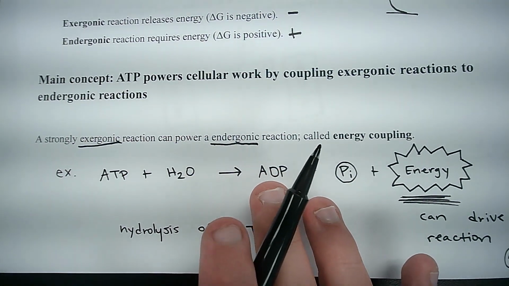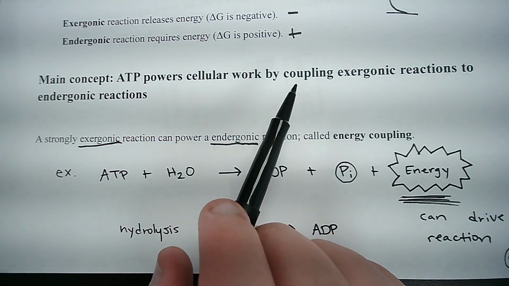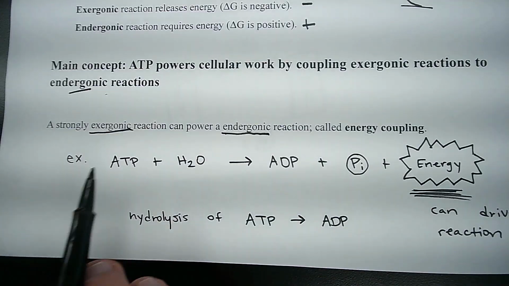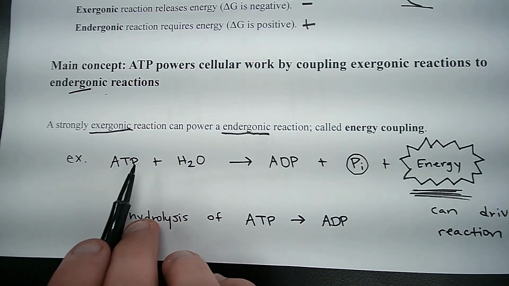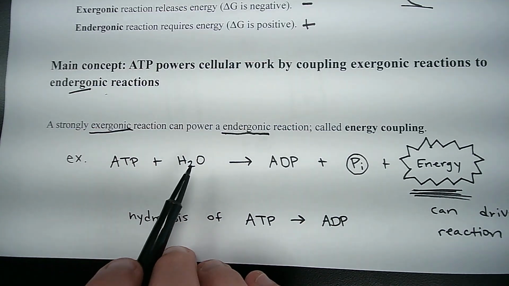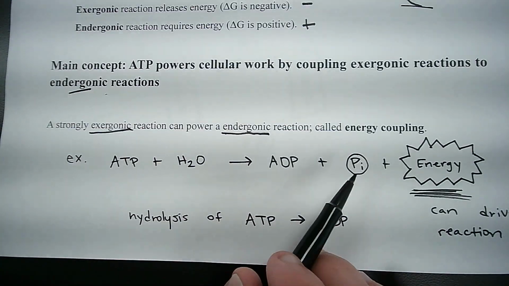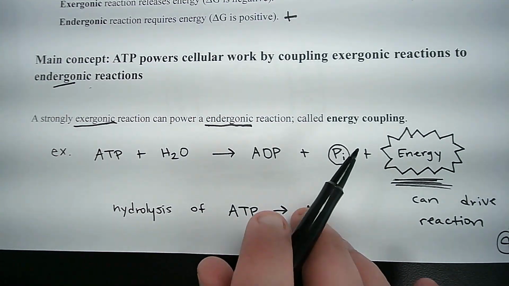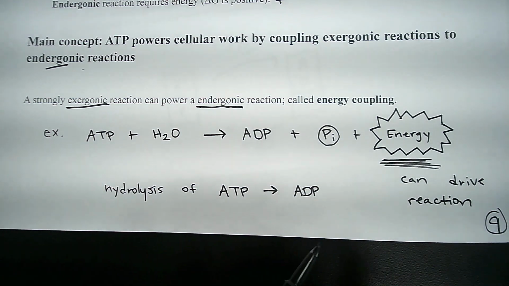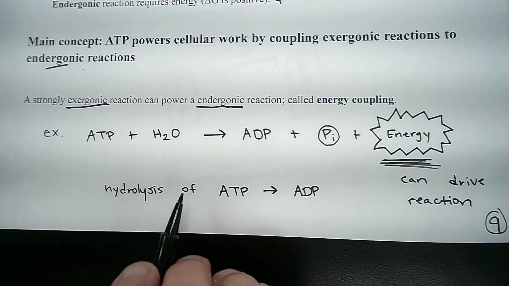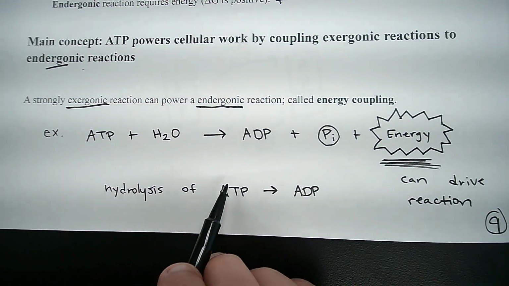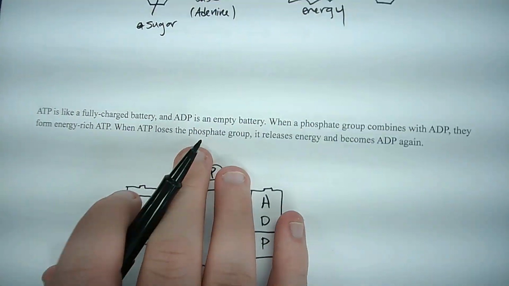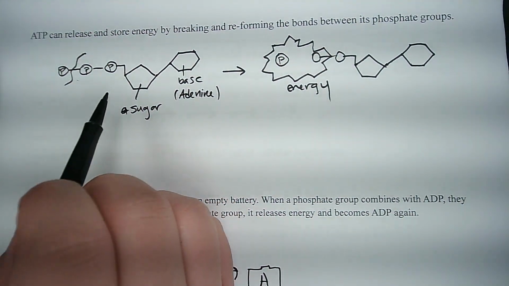ATP can power cellular work by taking exergonic reactions and using them to power endergonic reactions that require energy. For instance, ATP is strongly exergonic when it reacts with water. It loses a phosphate, it breaks off, and that releases a lot of energy. And this energy can drive another reaction. Okay, and that's what we call the hydrolysis of ATP to ADP. That's called coupling.